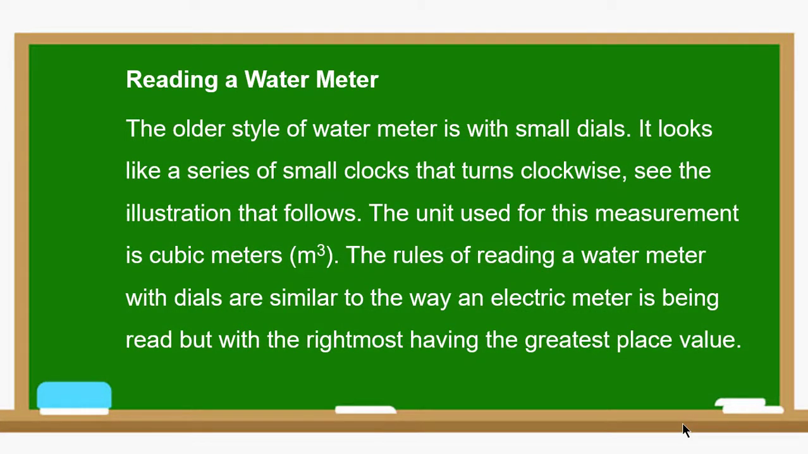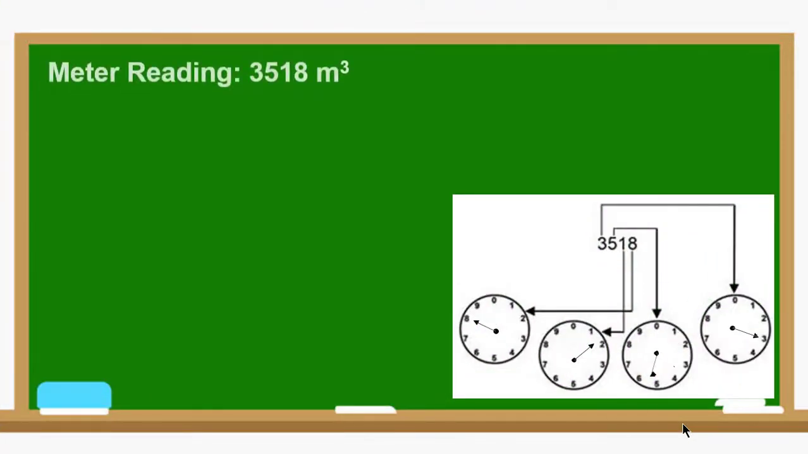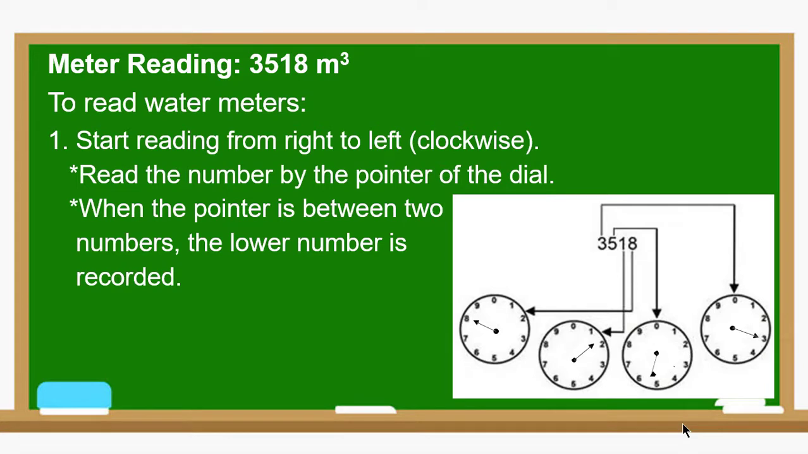Reading a water meter. The older style of water meter is with small dials. It looks like a series of small clocks that turns clockwise. See the illustration that follows. The unit used for this measurement is cubic meters. The rules of reading a water meter with dials are similar to the way an electric meter is being read, but with the rightmost having the greatest place value. Meter reading: 3,518 cubic meters.